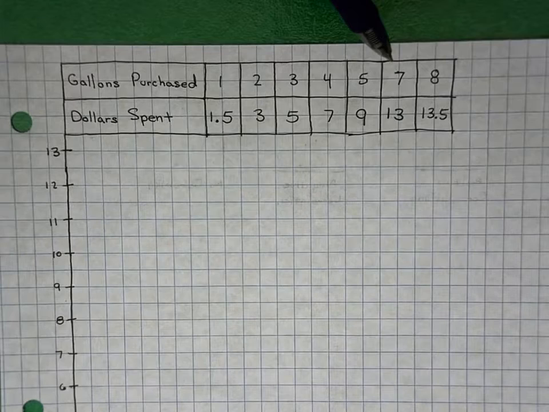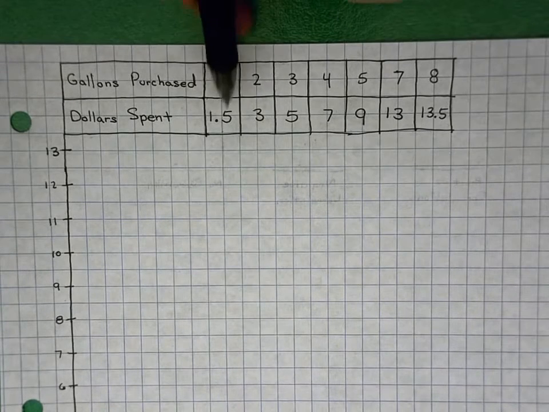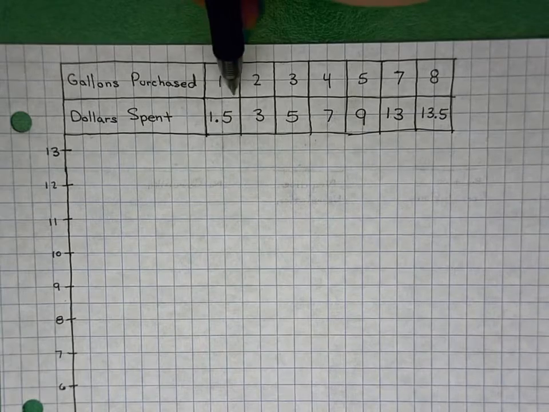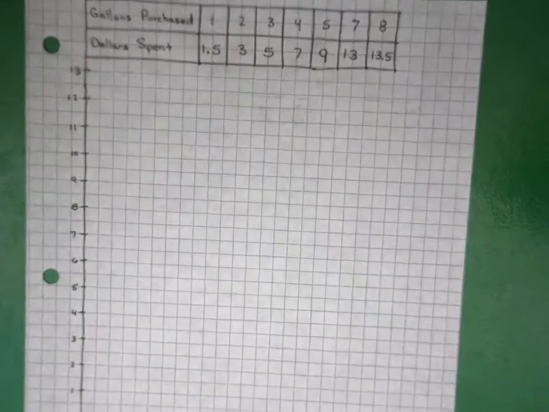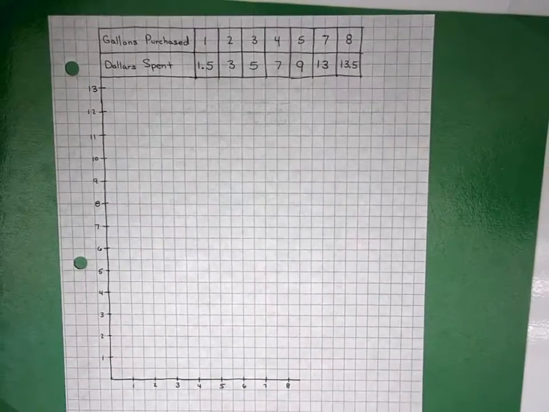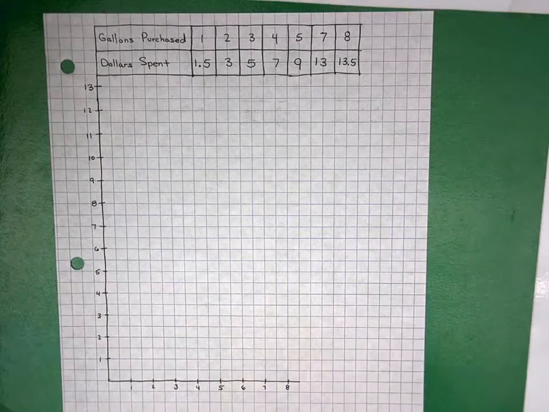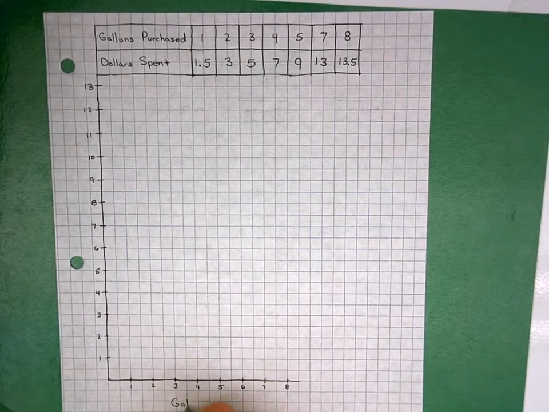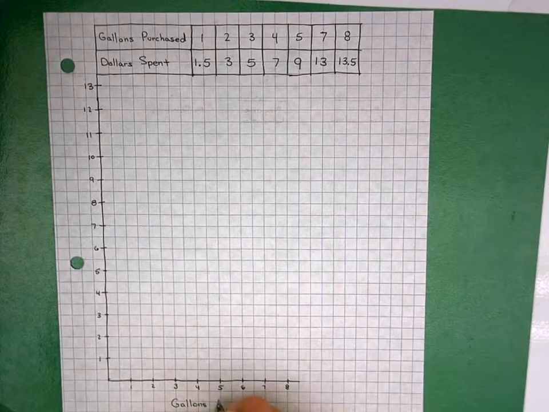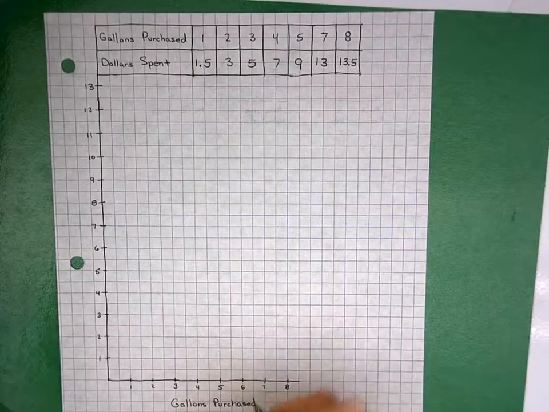And the first topic covered was building a scatter plot. A scatter plot is just taking each of these data points and plotting them on a graph. So I have here a graph pre-prepped, and I have counted or scaled by 0.5, 5/10. So my x-axis down here is gallons purchased, and my y-axis is dollars spent.